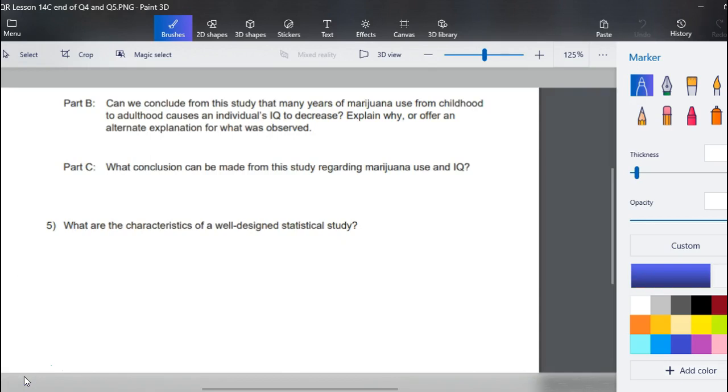Part B, still on question 4. Can we conclude from this study that many years of marijuana use from childhood to adulthood, let me put this in red, causes an individual's IQ to decrease? Explain why, or offer an alternative explanation for what was, let me put this one in red too, observed.